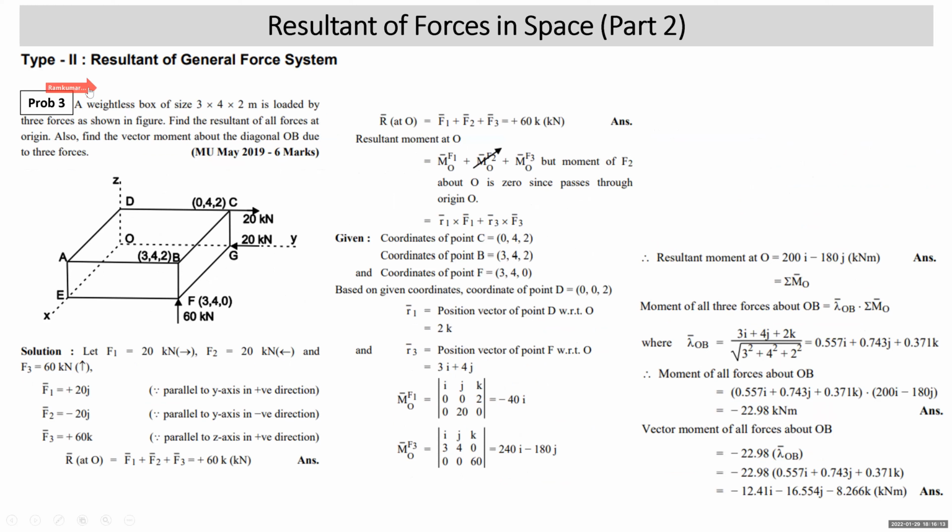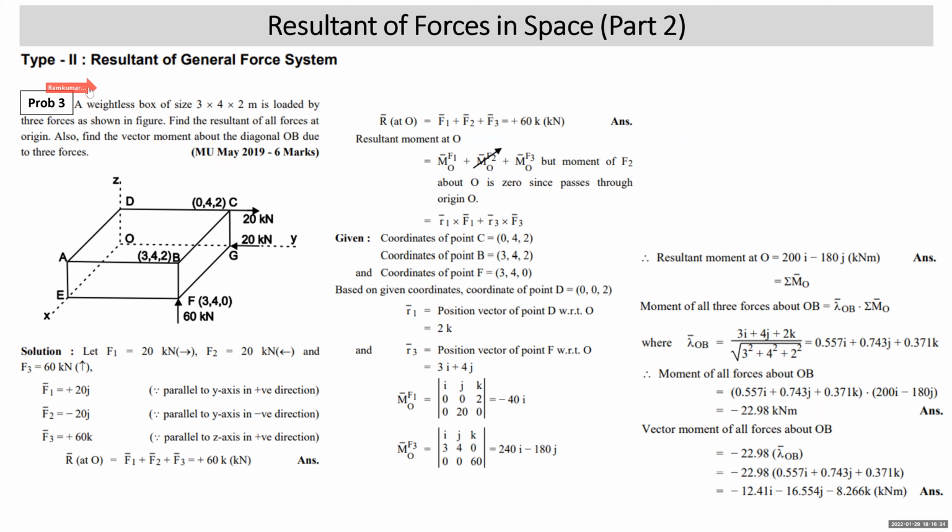Okay. Now, students, we come to the third problem. I'm reading it. Here, coordinates are given. A weightless box of size 3 by 4 by 2 meter is loaded by 3 forces as shown in the figure. Find the resultant of all the forces at the origin. Also find the vector moment about the diagonal OB due to the 3 forces.